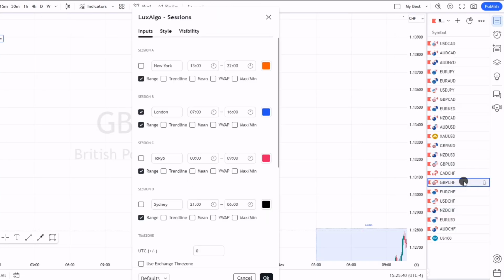Remember, I'm only showing you GBPCHF. This is not a strategy for all the pairs. It's specifically for GBPCHF. For the other pairs, I use other sessions.